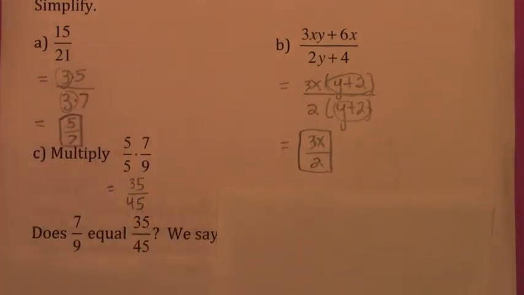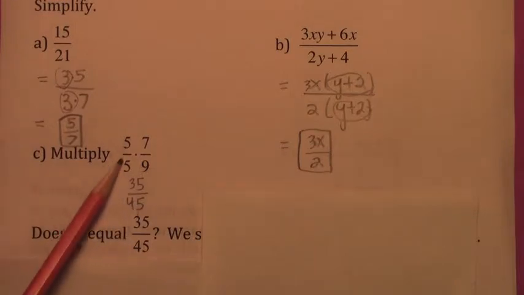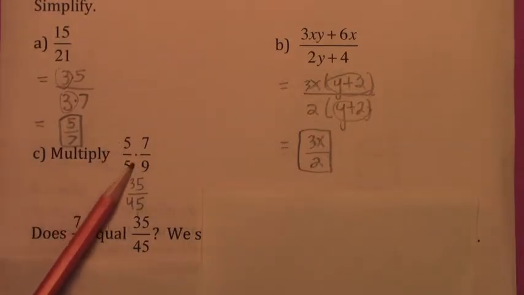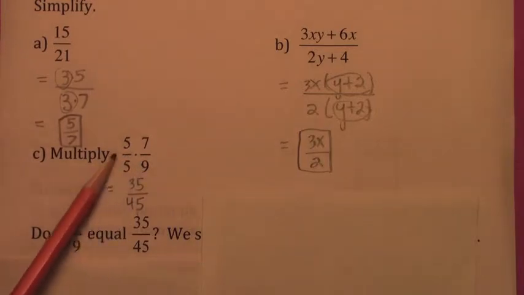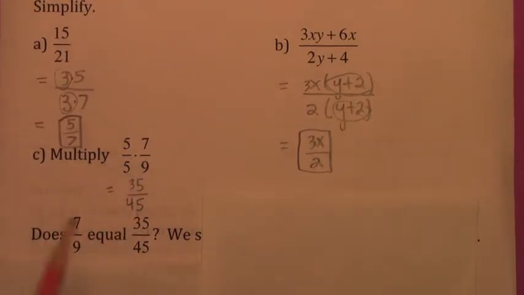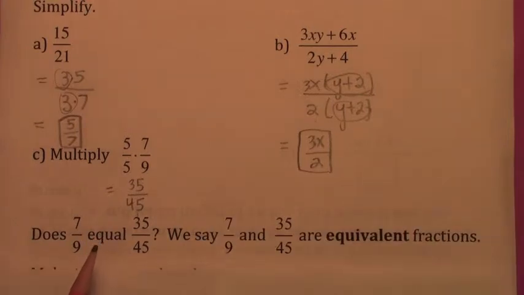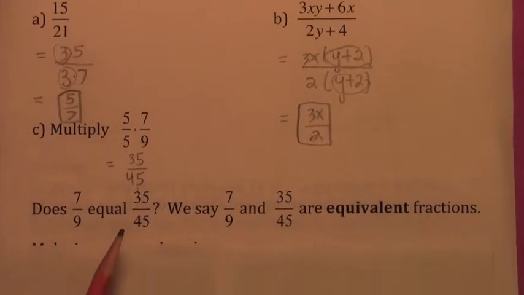So the question I have to ask you is, does 7/9 equal 35 over 45? Are they the same? And the answer is yes, because you just multiplied 7/9 by 1. 5 over 5 is 1, right? When you multiply by 1, it might change the way it looks, but it has the same value. So yes, these are equal. In fact, we say these two fractions are equivalent, which means they have the same value.